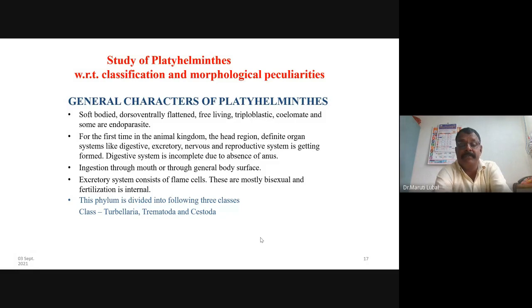Excretory system consists of flame cells. These are mostly bisexual, and fertilization is internal type. The phylum is divided into the following classes: Turbellaria, Trematoda, and Cestoda.